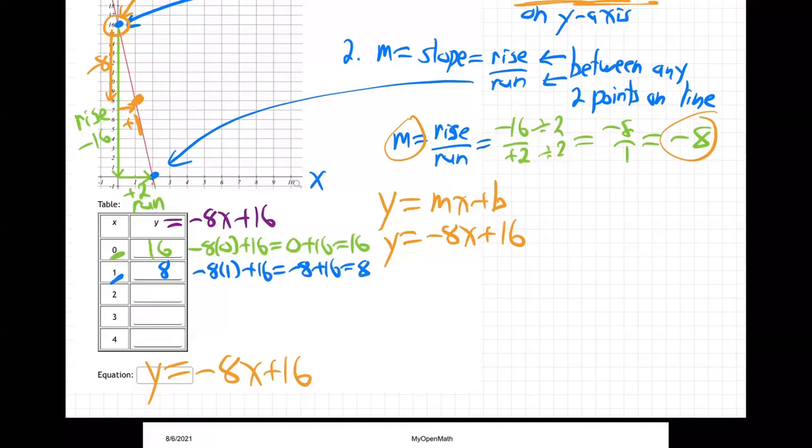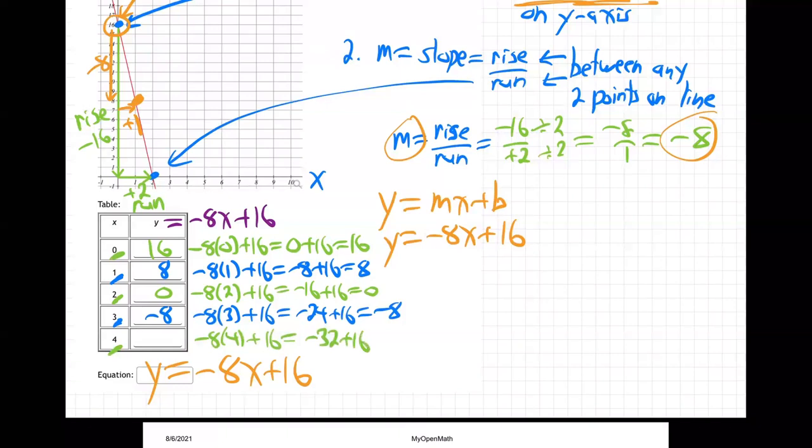Let's try the next one, which is 2. Minus 8 times 2 plus 16. Minus 16 plus 16 is 0. And then plug in 3. Minus 8 times 3 plus 16. Just use your calculator for these. Minus 8. And then the last one, 4, plug in 4. Minus 8 times 4 plus 16 is minus 32 plus 16 is minus 16. And we've got all the answers. There we go. Does that make sense what we did?